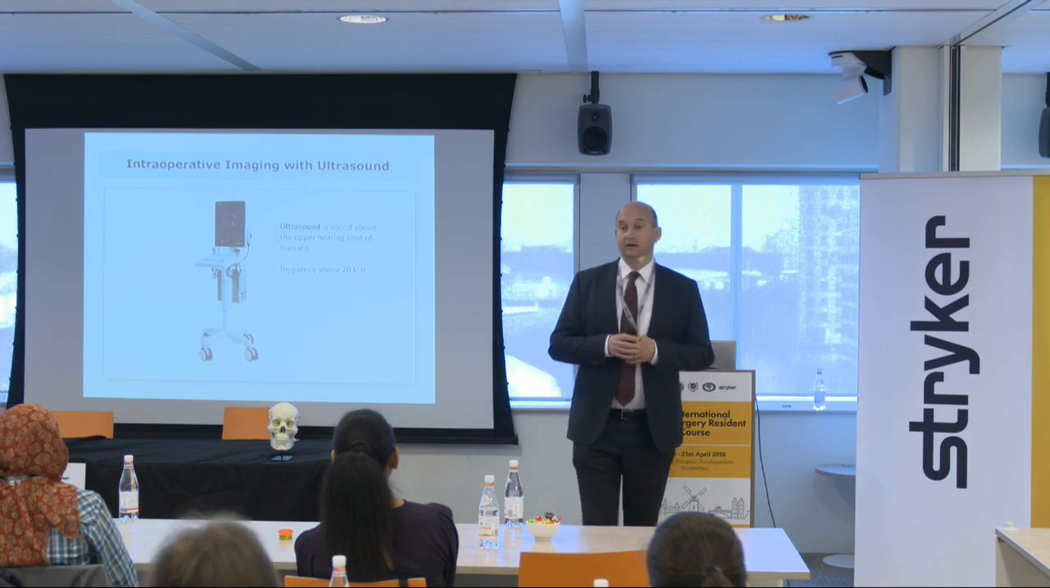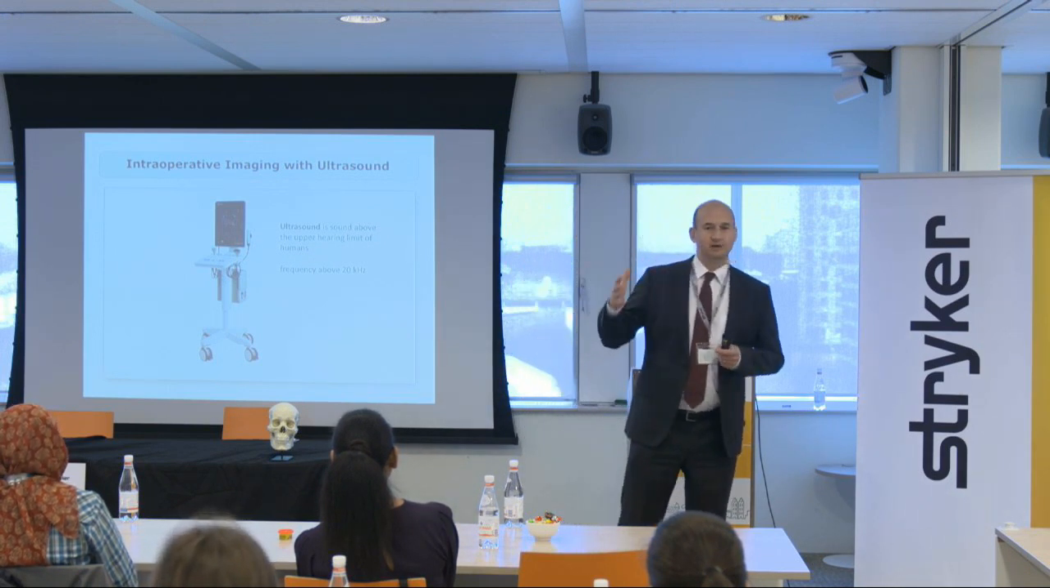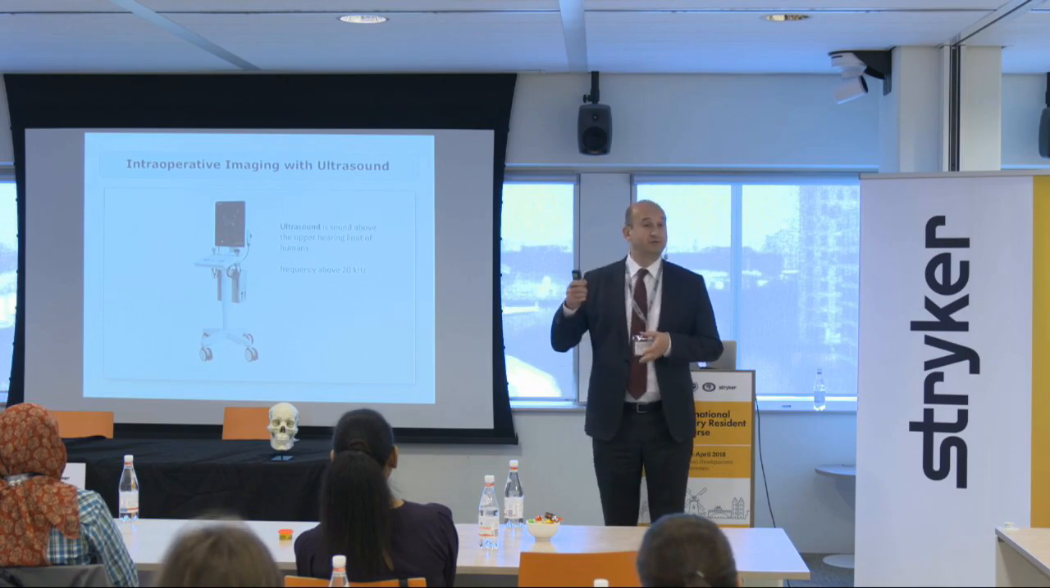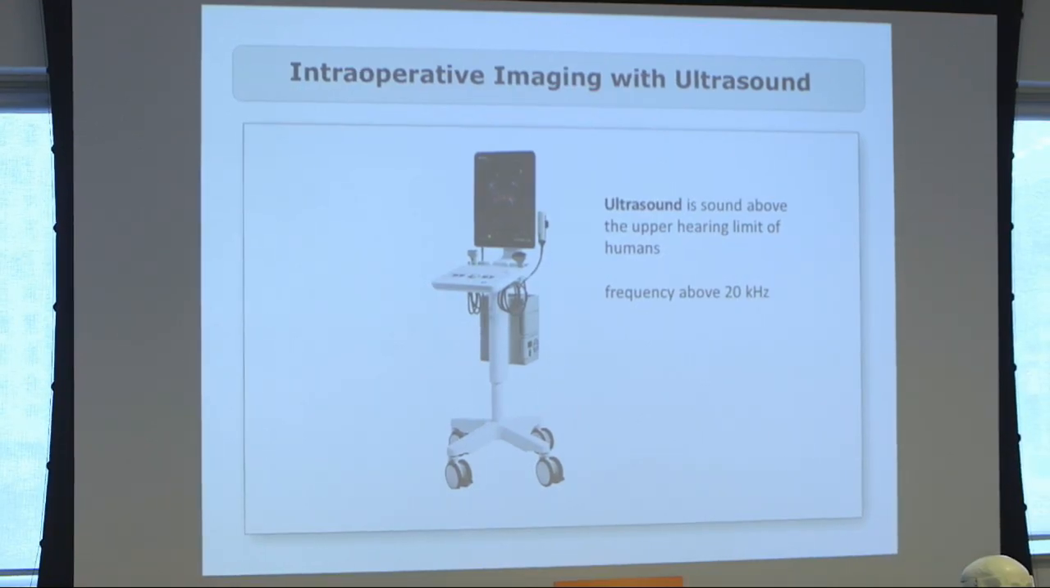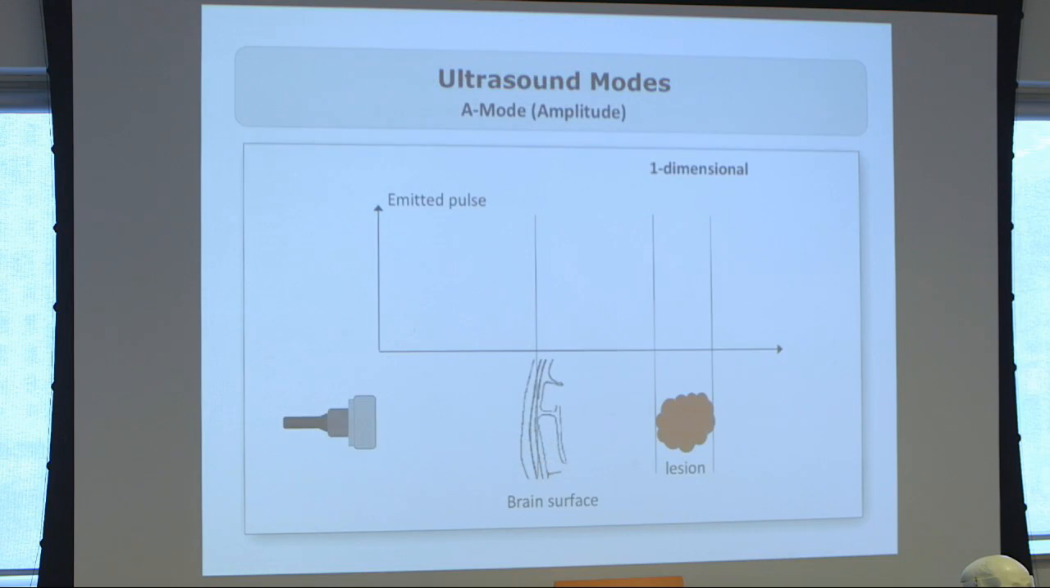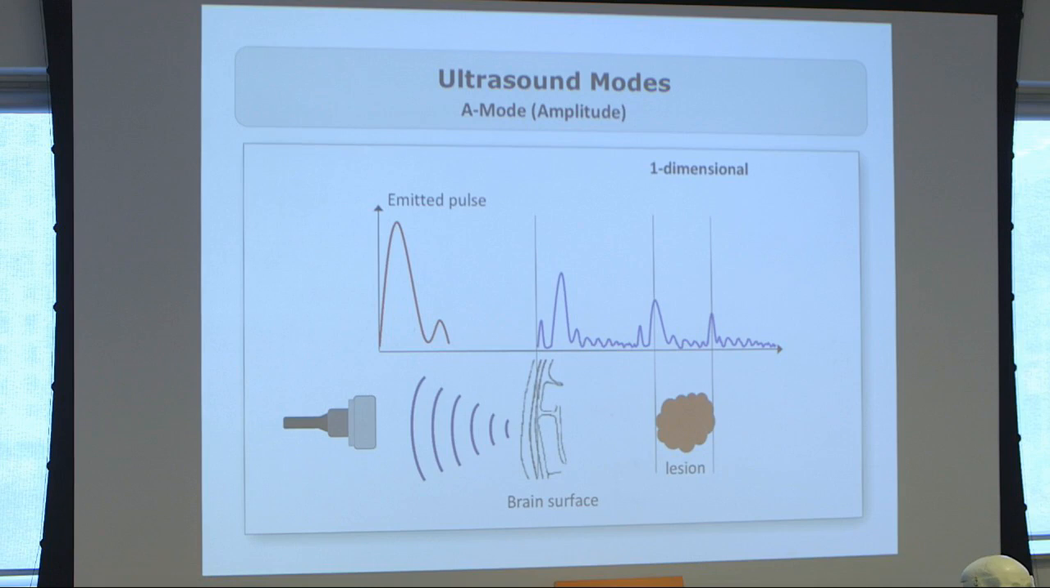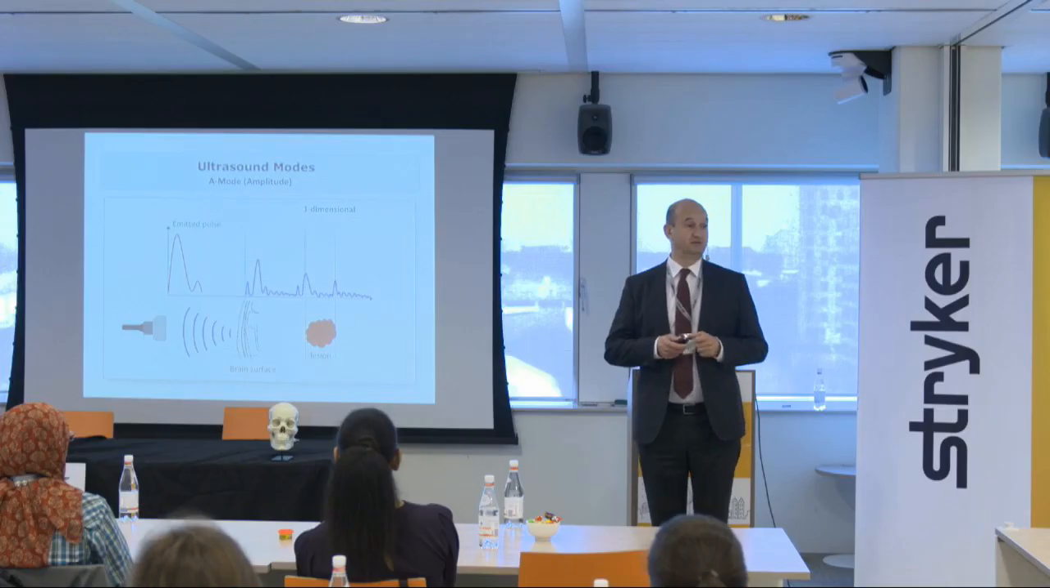Ultrasound is sound. It's a frequency above 20,000 hertz, above the upper hearing limit of the human ear. And if you use it for diagnostic purposes, your machines offer you several different modes with which you can work. I'm going to present 4 of these modes to you, and we'll start off with the simplest of them all, the amplitude mode, or A mode. It's a simple emitted pulse, and then you record the backscatter of this one-dimensional pulse. But you can already use that to detect lesions or, say, ventricular surfaces, for instance.